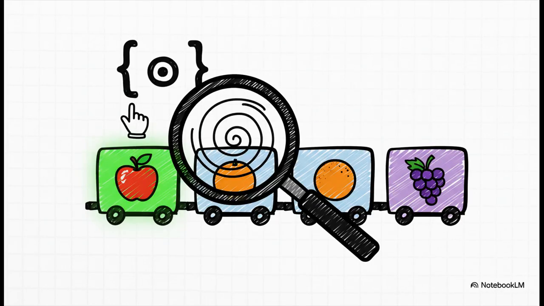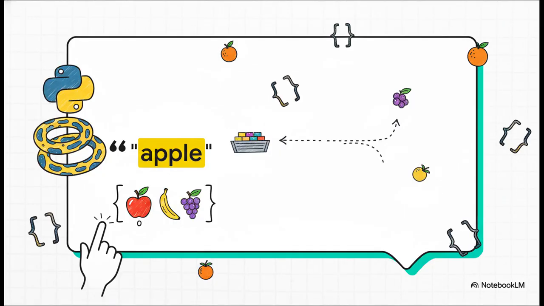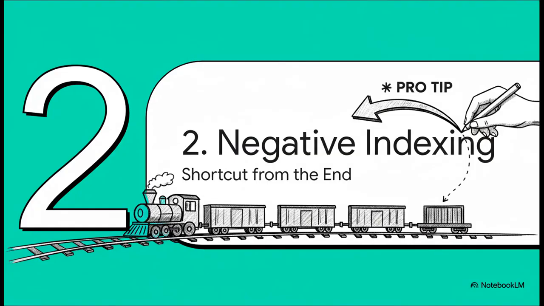Simple enough. So if we want to grab that first piece of cargo, the apple, how do we do it? Well, we use the name of our list, fruits, and then we add a pair of square brackets. Inside those brackets, we just put the number of the car we want to look inside. So for the first item, we ask for car number 0. And boom, just like that, Python goes to our fruits train, finds the car at index 0, and hands us the apple. We've got our cargo. Easy, right?